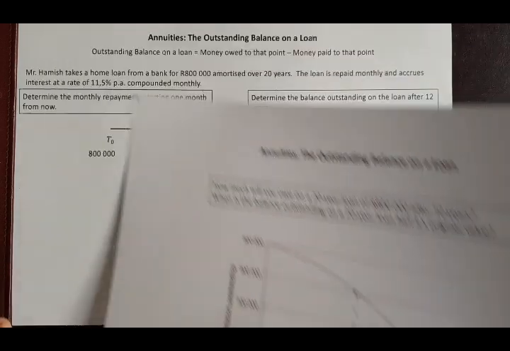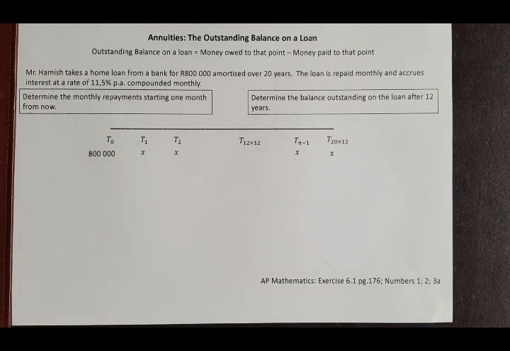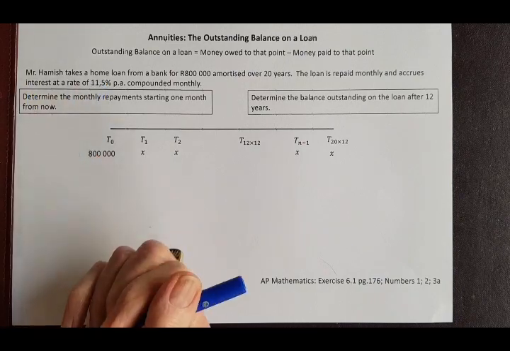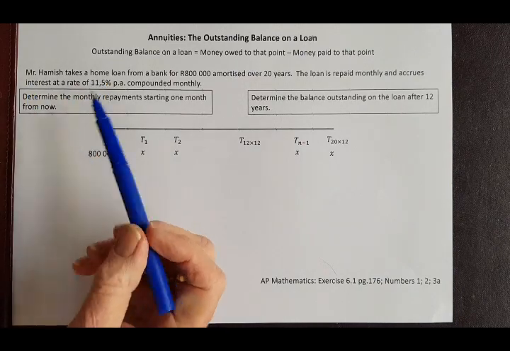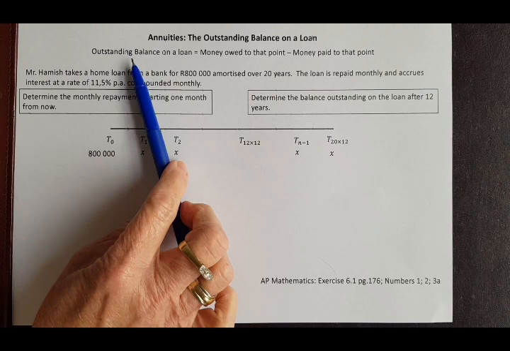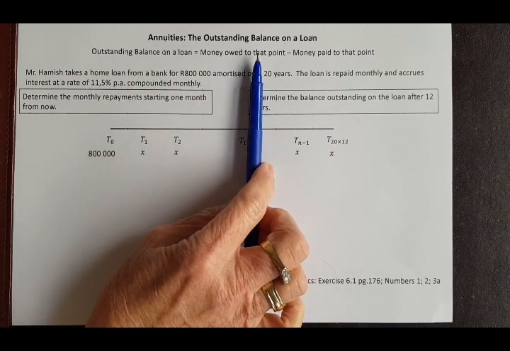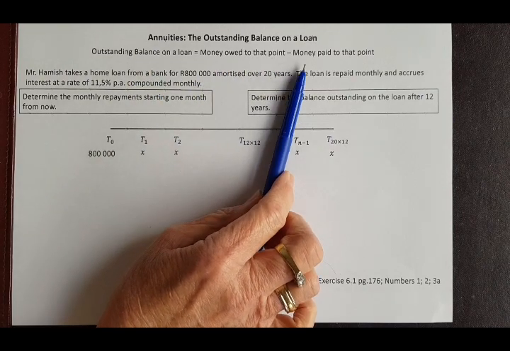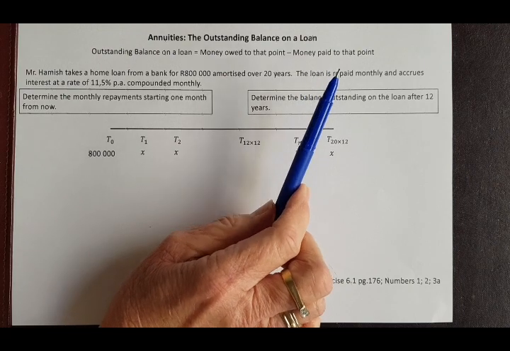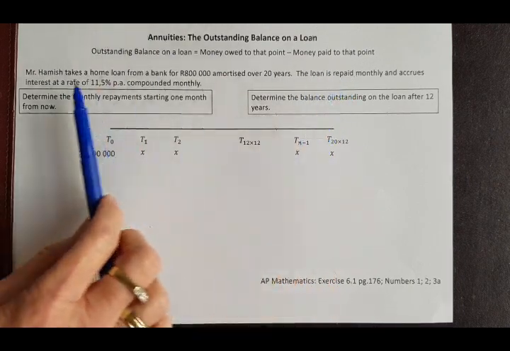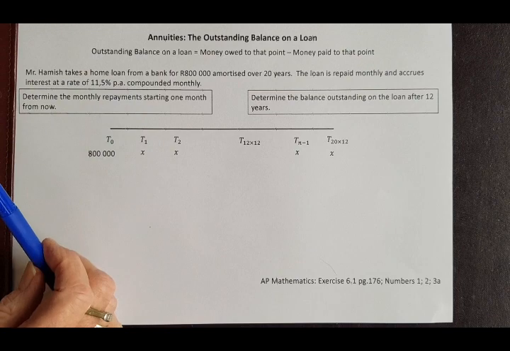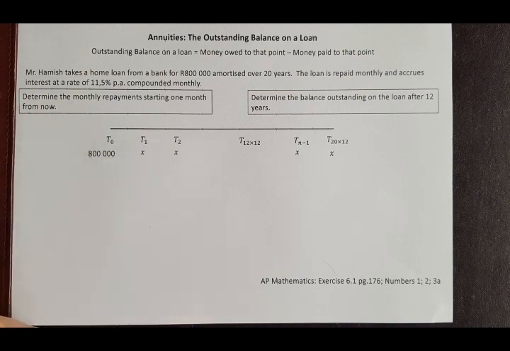Okay, so essentially we're going to use this idea that the outstanding balance is the money owed to that point minus the money paid to that point. So in this case, Mr. Hamish takes out a loan. He takes out that loan of 800,000.